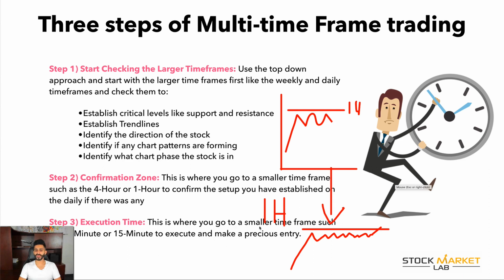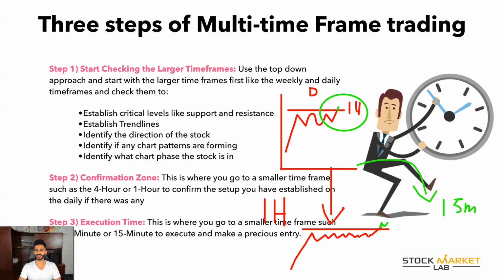This is where you go to a smaller time frame, such as a 5-minute or a 15-minute, to execute and make a precise entry. So let's say on the daily time frame and on the hourly time frame, the stock breaks out of 14. You can now go to a smaller time frame, such as a 15-minute, and use that time frame to confirm and actually execute the trade, because you'll see more candles, you'll see more price action around that time frame, and you'll be able to get a more precise entry as opposed to taking the entry on a larger time frame.